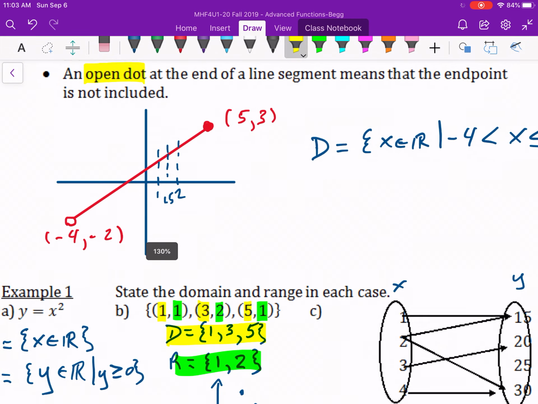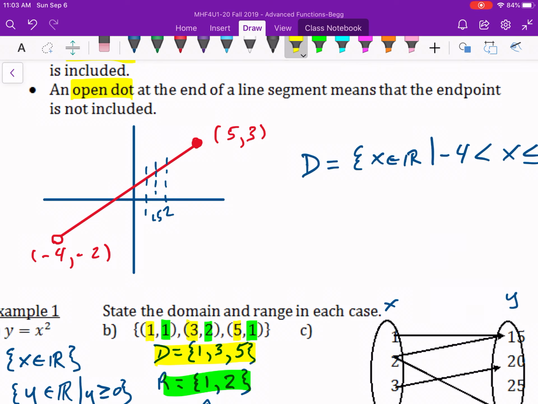So again, here's a picture. This one here on the left, I've got an open dot. That means if that was the point -4, -2, this function would get very, very close to -4, -2, but it never actually includes that one. Whereas this one here on the right, being a closed dot, 5, 3, means that the function gets closer and closer and actually does include that point 5, 3.